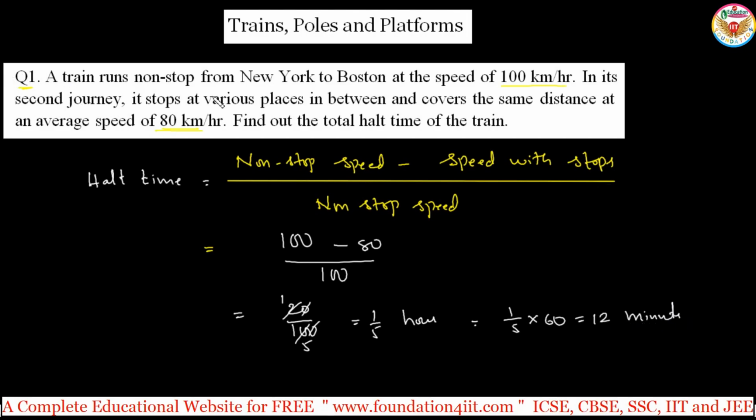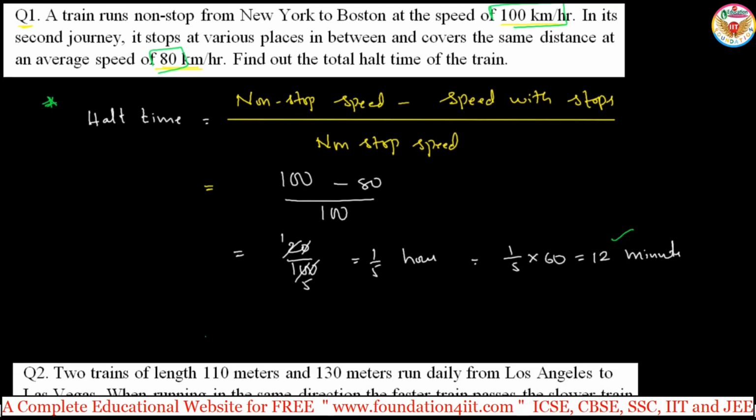If you want another way, just look at the difference. The speed is 100 and the other is 80, so 20% is reduced. 20% of the total 1 hour is nothing but 12 minutes. You can use that method too, because the first speed was 100, which is why the 20% is the difference. Or else you can use this halt time formula directly.